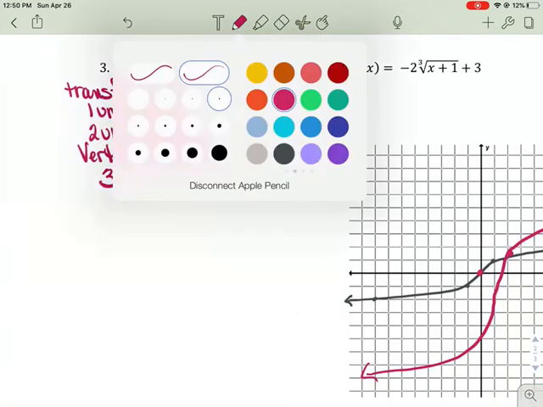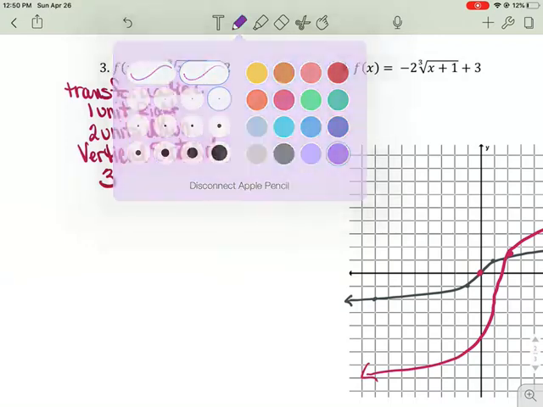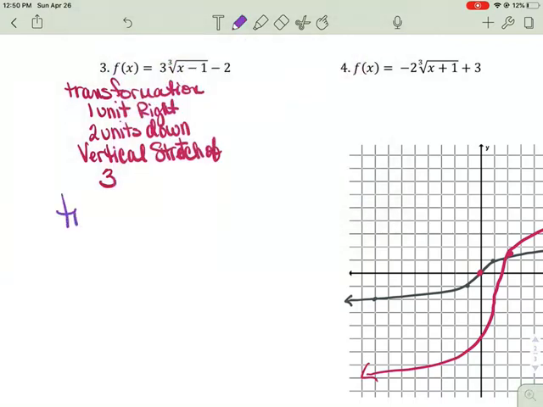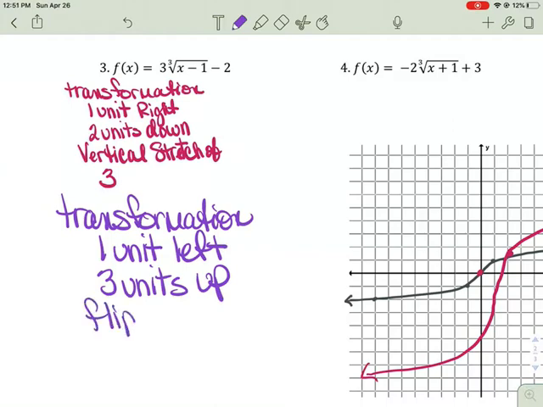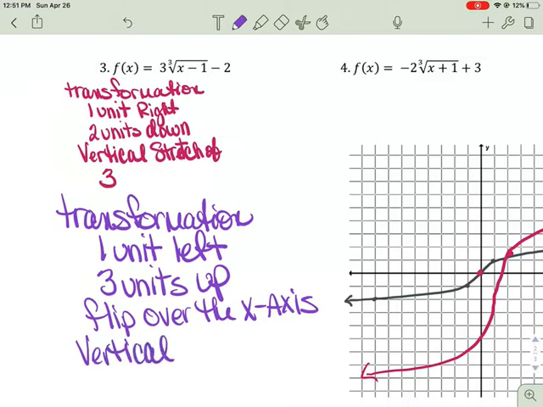All right, let's try the other one. Write your transformation. So this is 1 unit left, 3 units up, and there's a flip over the x-axis, because remember, that's the negative, that's the flip, and a vertical stretch of 2.